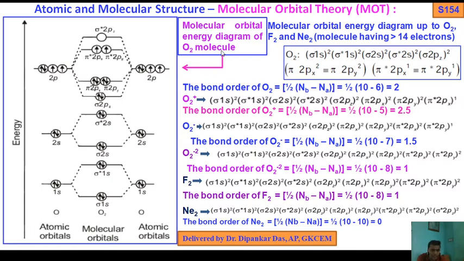Each oxygen atom contributes 8 electrons, so 8 plus 8, 16 electrons. Now look, here 2 plus 2, 4, and 5, 6, 7, 8. Because what is the electronic configuration? 1s2, 2s2, 2p4. So that's why you see the p orbital contains 4 electrons. Each oxygen atom possesses 8 electrons, and this oxygen atom also possesses 8 electrons, so total 16 electrons. So first sigma 1s2, sigma star 1s2, sigma 2s2, sigma star 2s2, sigma 2pz2.